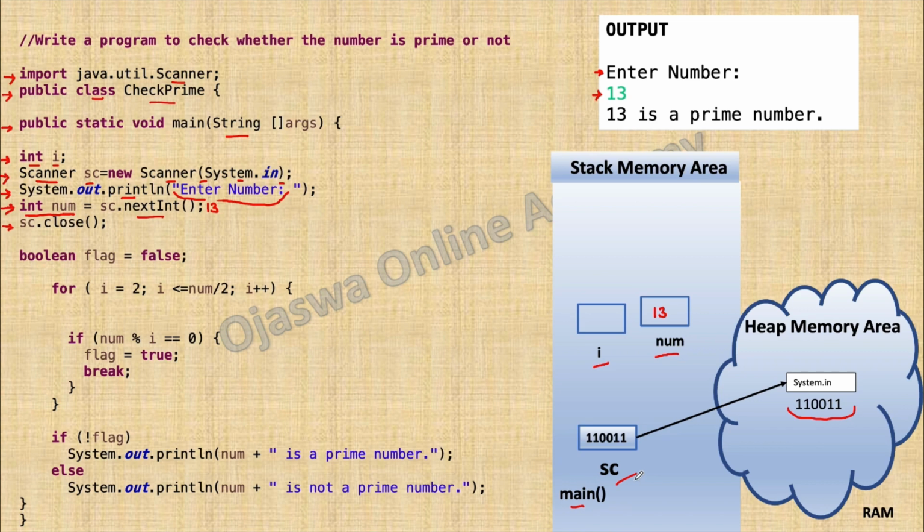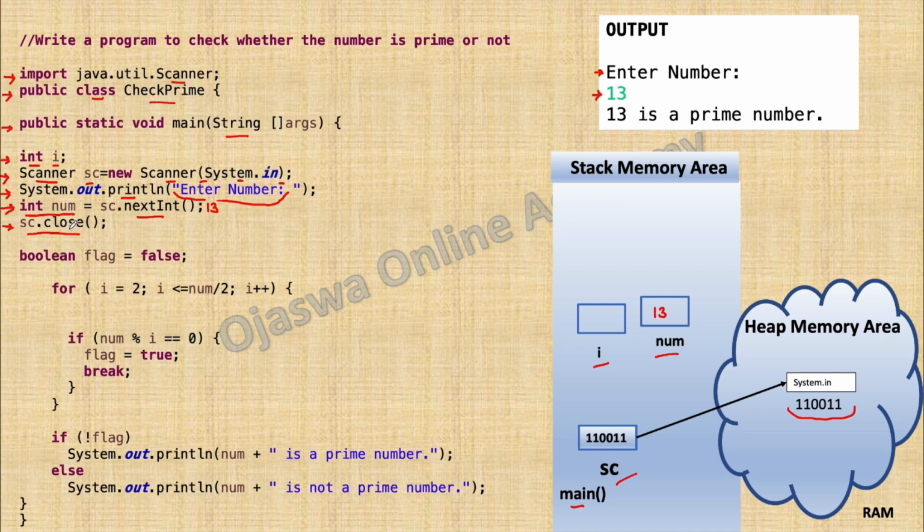Next is sc.close. We are creating an object and using System.in we are opening a connection with the input stream. So as a good programmer, it is a good practice to close the opened connection. Once you close this connection, you won't be able to read the input from the user. But in the further program, we don't need to read any input. That is why we are closing the connection over here.